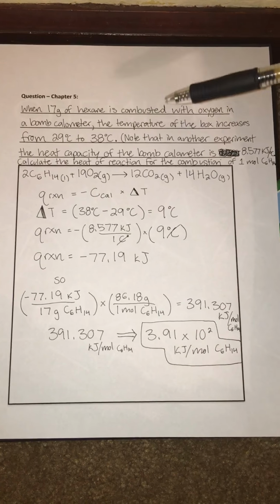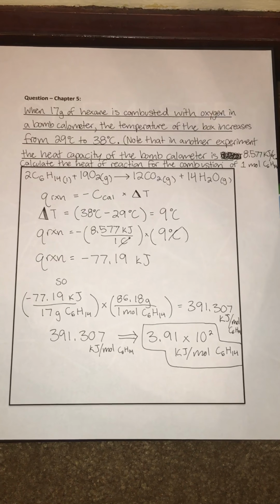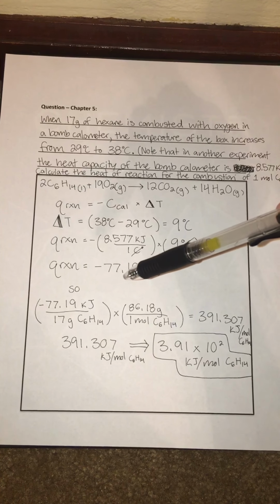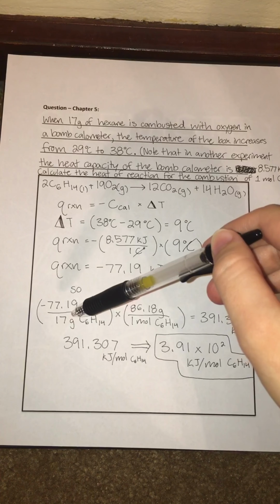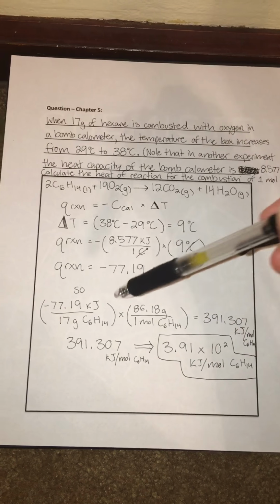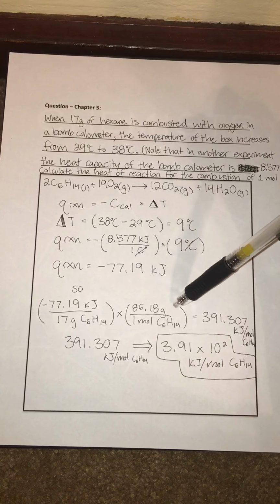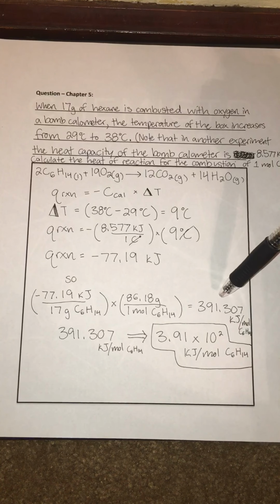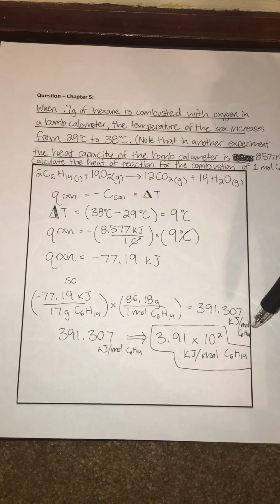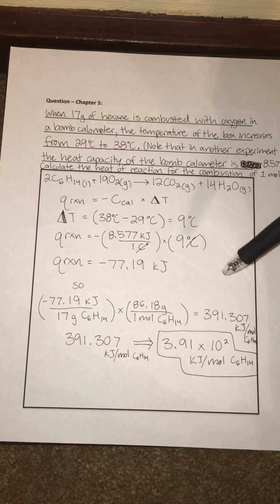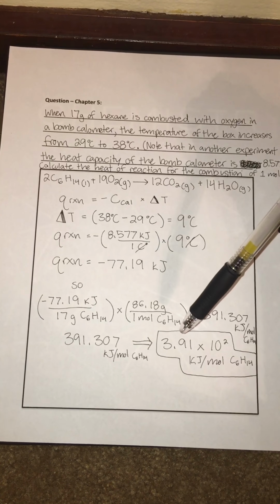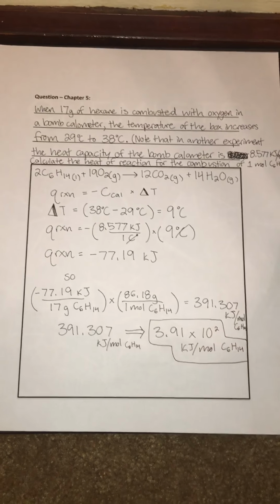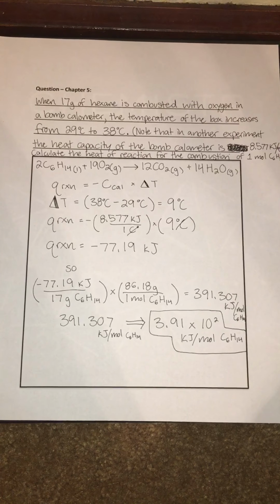But the problem asks for the combustion of 1 mole of hexane. So what we have to do is take this negative 77.19 kilojoules for 17 grams of hexane and multiply that by how many grams are in every mole of hexane. And so that's how we get 391.307 kilojoules per mole of hexane. But we have to keep in mind significant figures, so that leads us to 3.91 times 10 to the second kilojoules per mole of hexane. And that is the solution for the question for chapter 5.